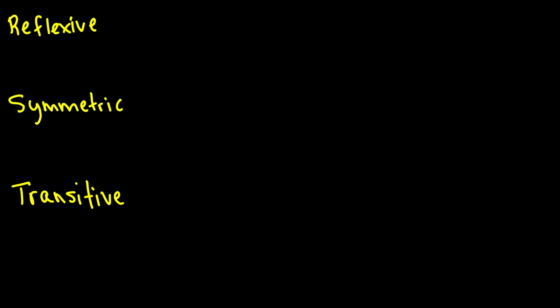So what does it mean to be reflexive? It just means that for all x, we have x R x. Which if we draw a little diagram here, and we label this point x, x is going to be related to itself. So for any given item in the relation, it's going to be related to itself.